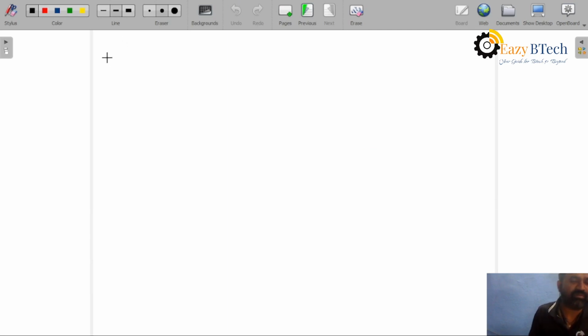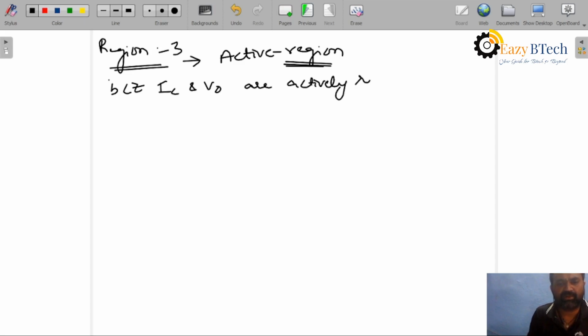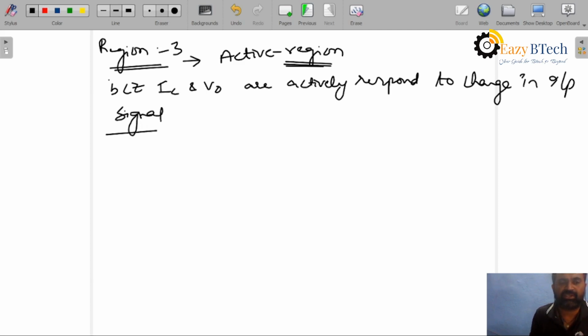Region 3 is the active region. In this region you can clearly see that IC and V0 actively respond to changes in the input signal. It means the output voltage V0 is equal to VCE, Vin is the input signal, and IC is the output current. As Vin increases, there is a change in VCE and a change in IC.